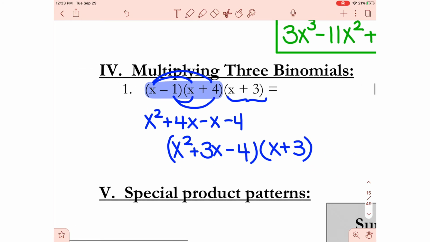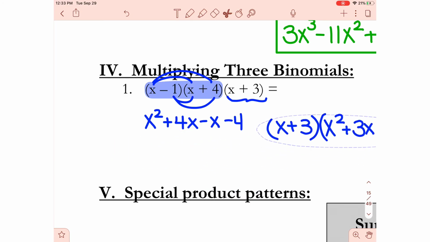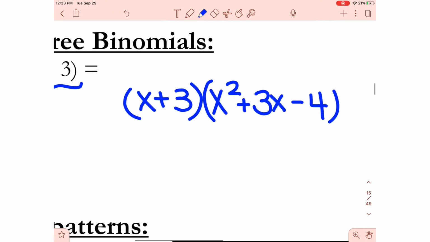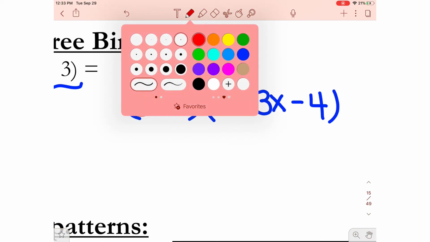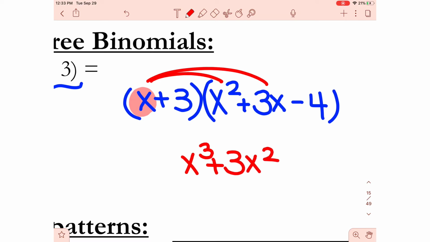And then I still have this last binomial to multiply it by. Now I prefer that binomial to be in front. And it doesn't matter if it's in the front or in the back. So I'm going to put it in the front. And now I'm going to do what I just did and FOIL this out. Repeated distributive property. So distribute the x. I get x to the third plus 3x squared minus 4x.